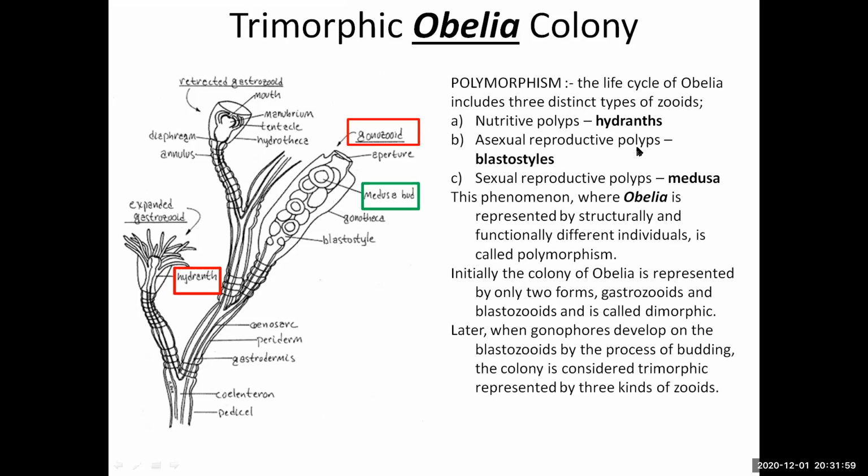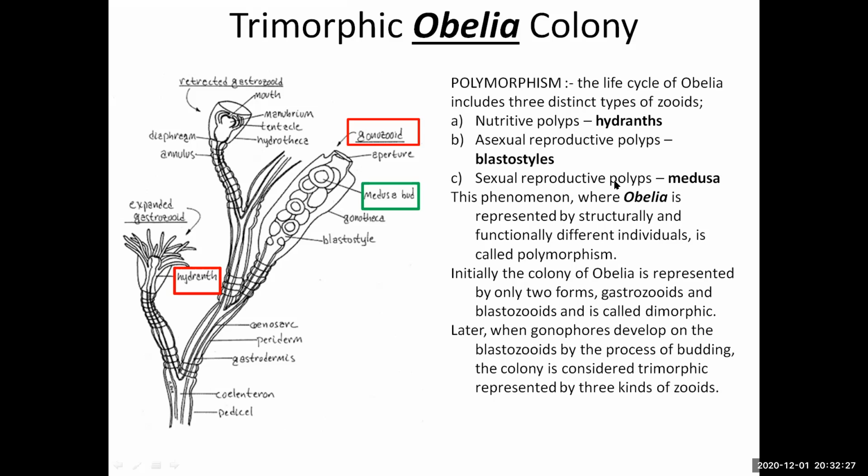The asexual reproductive polyps are blastostyle. If you see in this diagram, gonozoid. Gonozoid has a structure called blastostyle inside and it is covered by gonotheca. The blastostyle is called the asexual reproductive polyp because it undergoes asexual reproduction and forms medusa. So blastostyle will give rise to medusa.